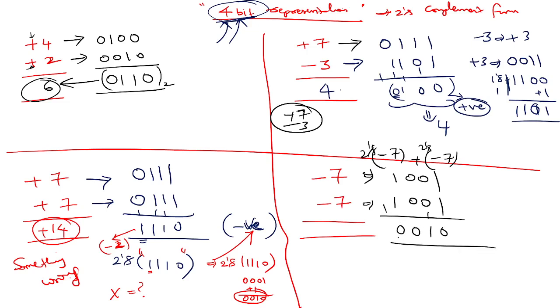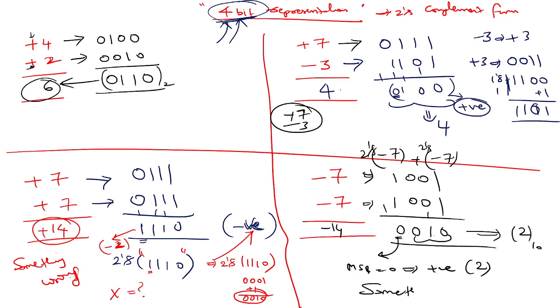Now if you look at this number, the MSB is 0. MSB is 0. That means what? The number is going to be positive. How to get the magnitude? The remaining bits, right? So 0 1 0 is what? 2. According to this, the answer is 2. According to this, the answer is minus 14. Means something is wrong.